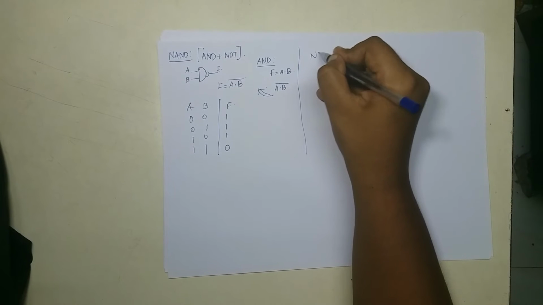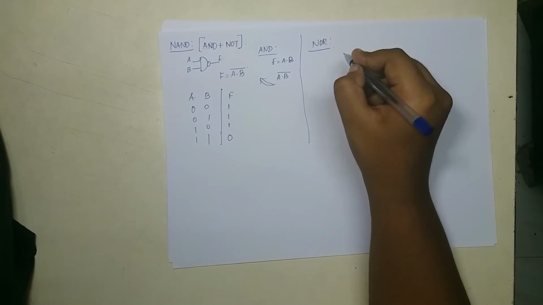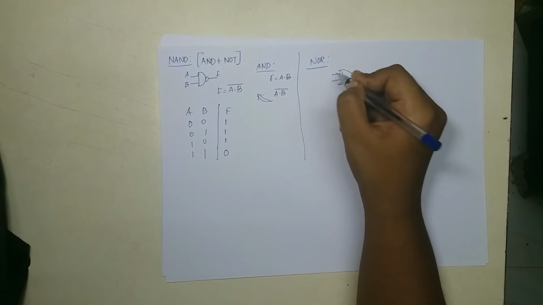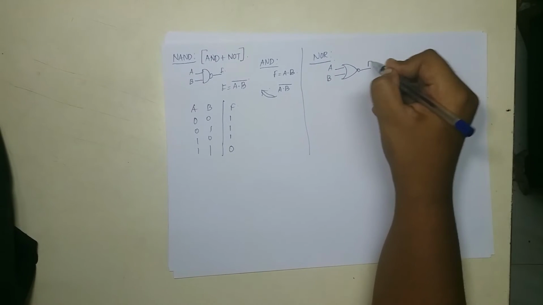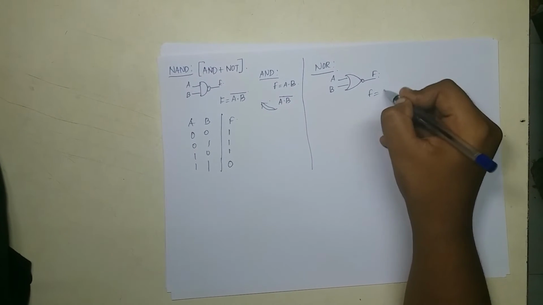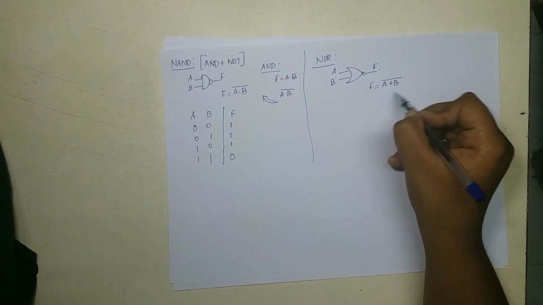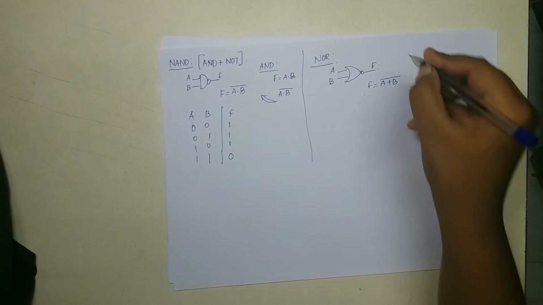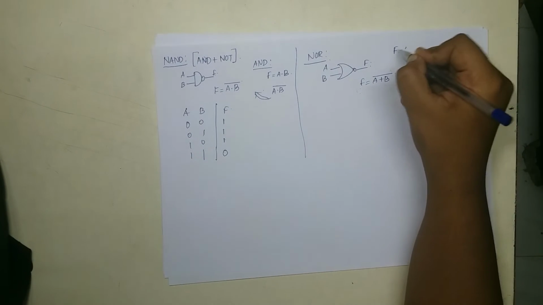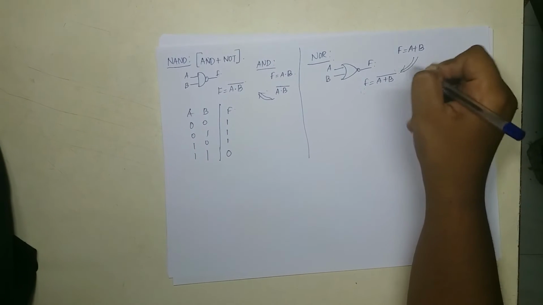Then we will be going to NOR gate. NOR gate's graphic symbol is like this. We will be having two inputs A, B and output F, and its algebraic function is F is equal to A plus B the whole bar. As we see this function, it has some resemblance with OR gate. OR gate's algebraic function is F is equal to A plus B. If we invert this, we will be getting the NOR gate.